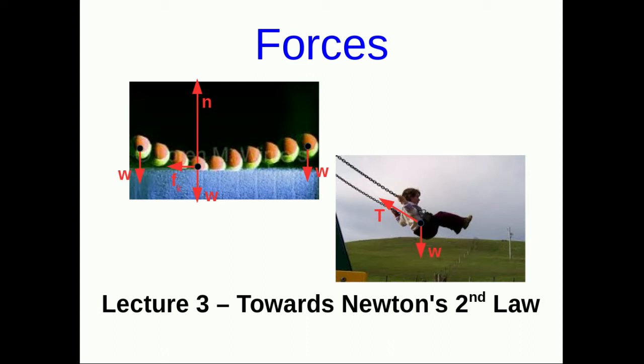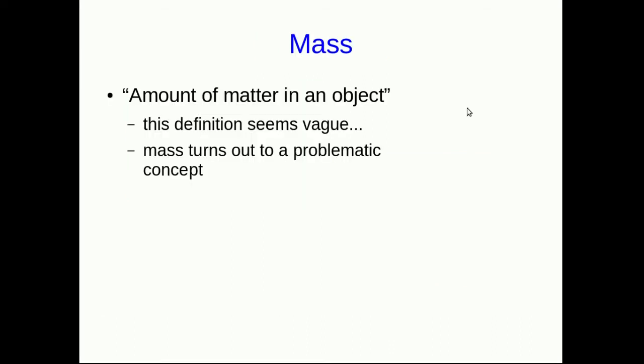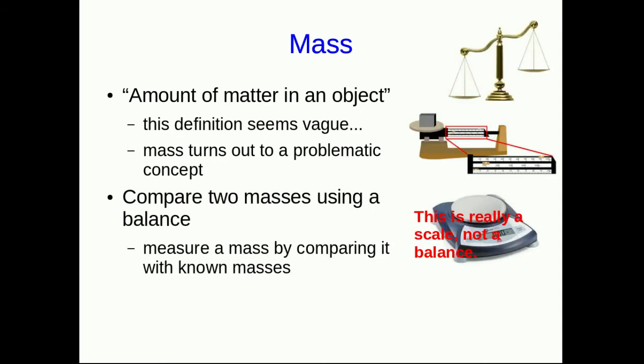Our starting point in this lecture is to think about what mass is. So mass is most often defined as the amount of matter in an object. And if you find that definition kind of vague, you're on to something, because mass actually is pretty problematic. And the more physics you learn, the more you realize that mass is kind of a hard concept.